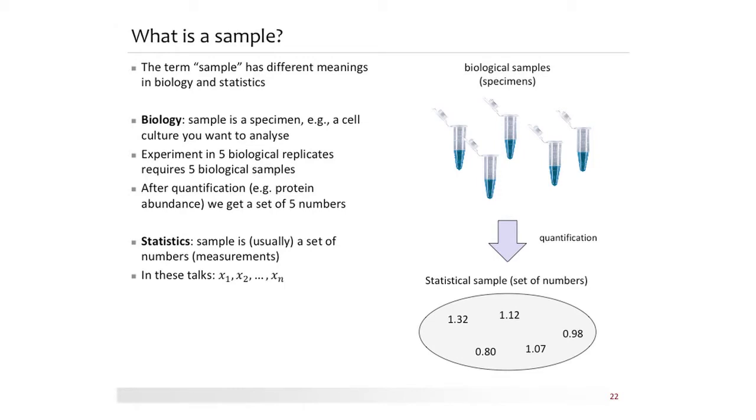However, in statistics, the meaning is slightly different. So if you do quantification, for example mass spectrometry, and find, I don't know, the abundance of a particular protein or peptide, what you get at the end will be 5 numbers. And from the statistics point of view, this is our sample. So a sample is just a set of numbers or measurements taken from a larger population. And in these talks, I will usually denote it as x1, x2, up to xn. So a biological sample is not the same as a statistical sample.